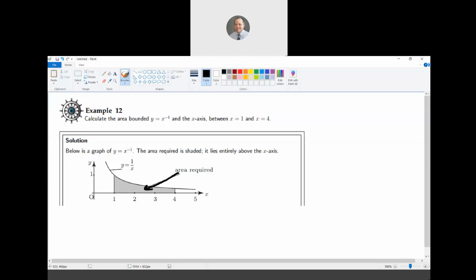So let's use our area formula to set up our integral. We have area equal to the integral going from 1 to 4 of 1 over x dx.